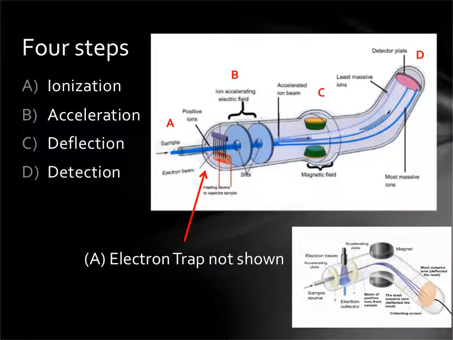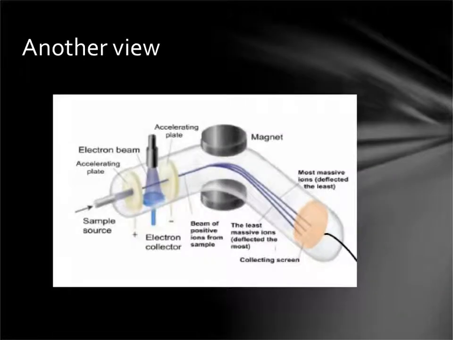So deflected means it's flung into the detector plate up here, and then at the detector plate, the data is collected and put onto a chart that we're going to learn how to read. All right, here's another view of what's going on, but again, ionized, and then it is sent through the magnets, which accelerate it straight into the detector.